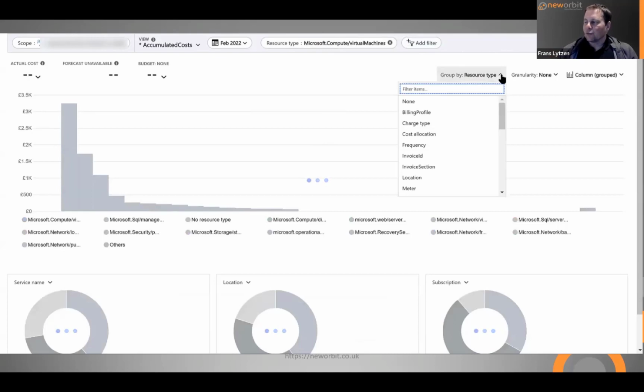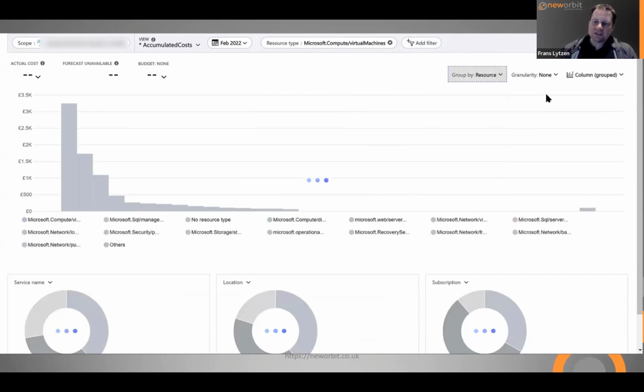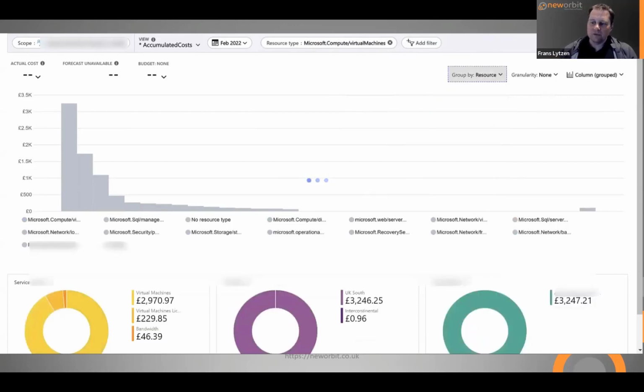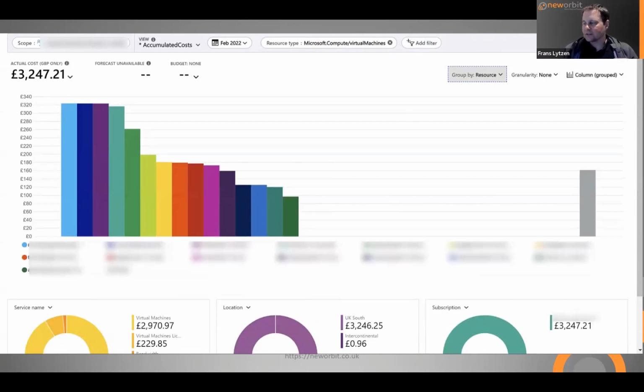And then again, we'll group by resource. So resource means name. Okay, just to be clear, don't search for name, it doesn't exist. If you want to find the thing, you need to do it by resource. Again, one of those little things.